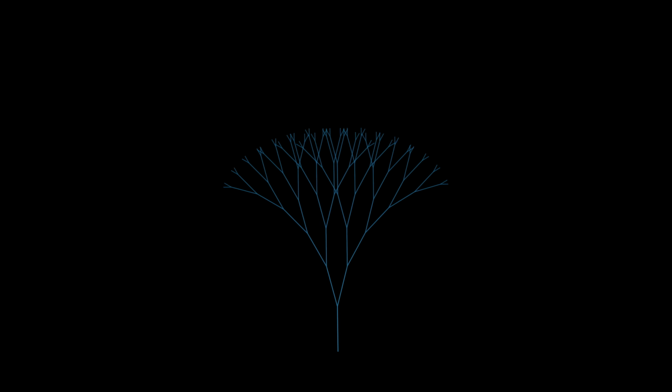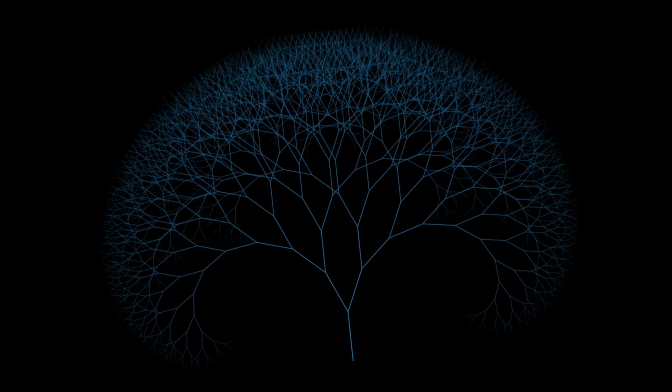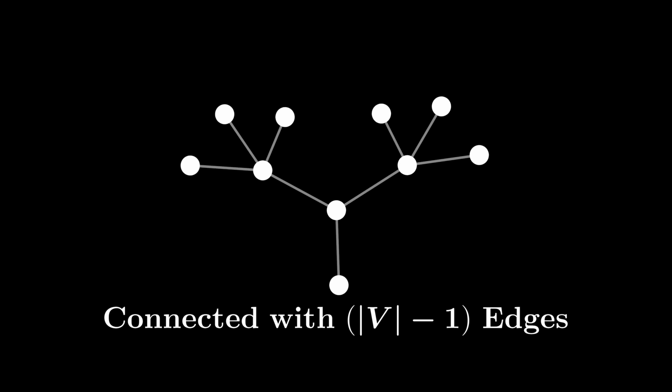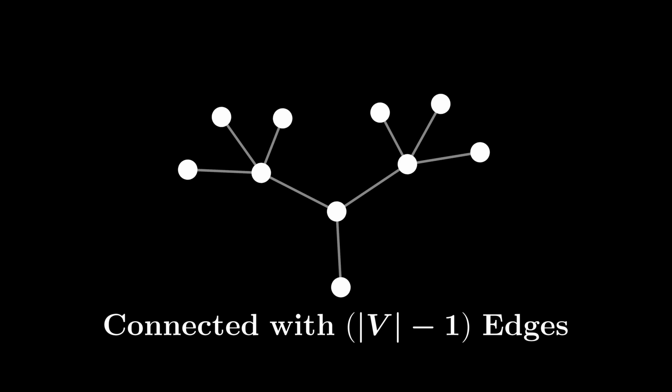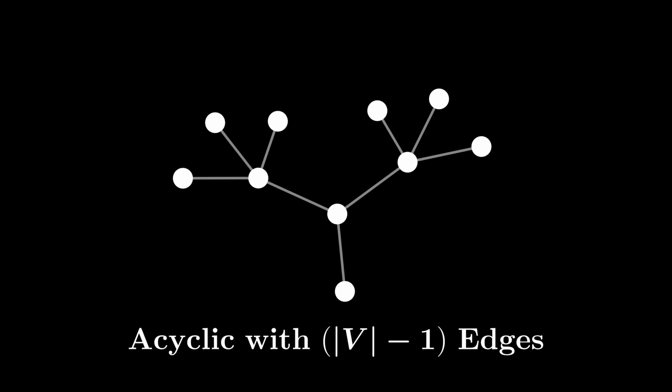Before we start dealing with graph traversal algorithms, we have to specify the definition of a tree. A tree is simply a connected graph that contains one fewer edge than nodes. Equivalently, one can also replace connected with acyclic in this definition.